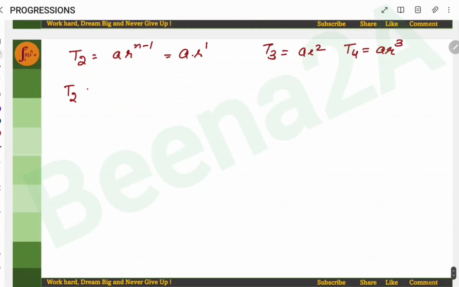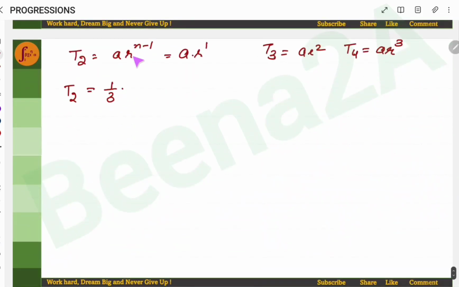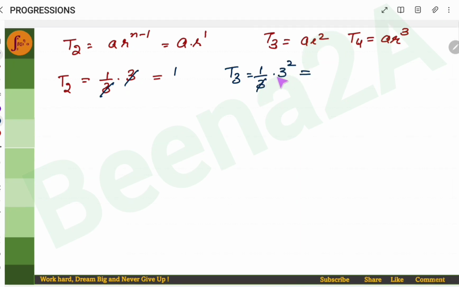So a is 1 by 3. R is 3. 3 and 3 will get cancelled. 1. Now I'll find T3. A is 1 by 3. R is 3 square. So 1, 3 and 1, 3 will get cancelled. So we'll be left with 3.